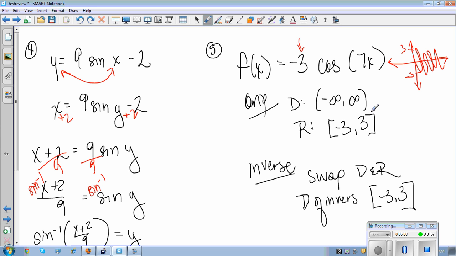For my original sine function, for sine and cosine, the domain is all real numbers. The range is set by the amplitude, so I'm going from -3 to +3. What it asks is, what is the domain of not only your original, but the domain of your inverse? Remember, the domain of your inverse is the range of your original. So you're just going to swap the domain and range. The domain of my original is all real numbers. The domain of my inverse is the range from the original, which is -3 to 3.